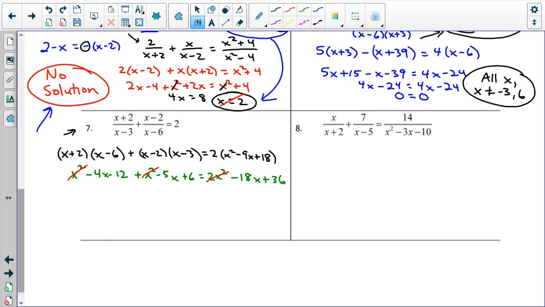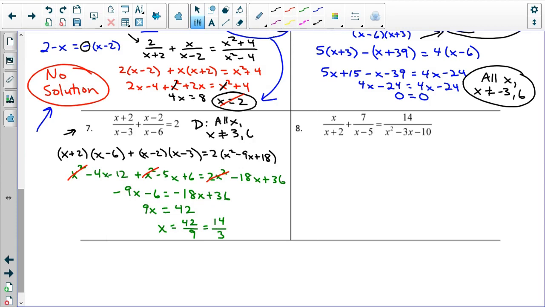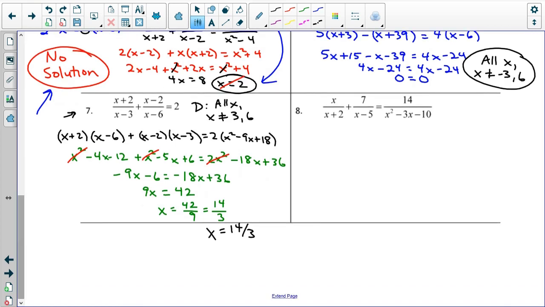Notice there's 2x squared on both sides, so that ends up going away. I have negative 9x minus 6 equals negative 18x plus 36. When I start solving, I get 9x equals 42. So x equals 42 ninths, which can be reduced to 14 thirds. So x equals 14 thirds, I should probably check my domain. All x, except x cannot equal 3 or 6. Since x equals 14 thirds is not 3 or 6, that's good. So x equals 14 thirds is my final answer.